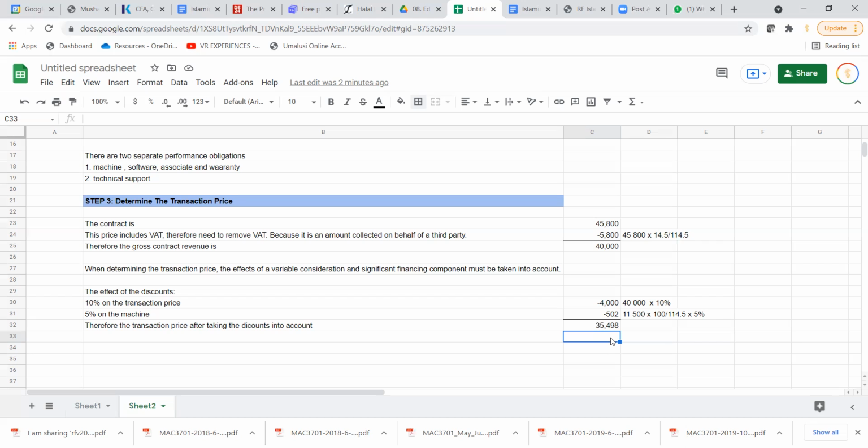Okay, so that is basically what we need to understand over here. Now, we will have to identify which items have a significant financing component and which do not. Okay. I'm going to look through the scenario quickly.